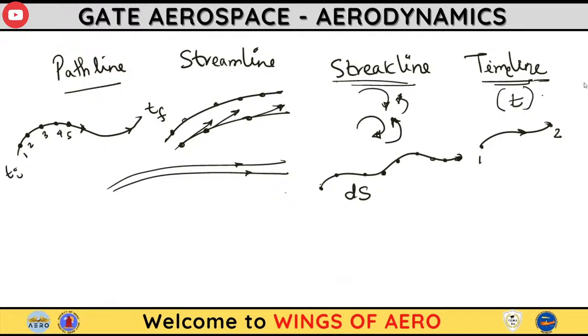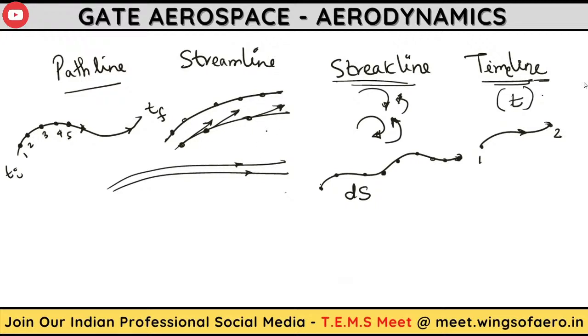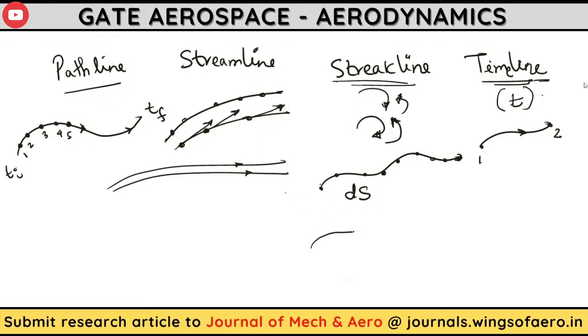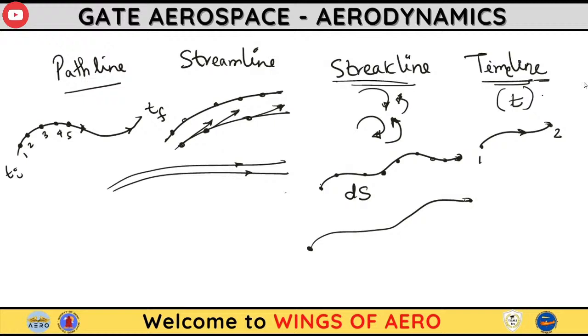Excuse me, can you explain the streak line once again? Yes. Streak line is very simple. It is a well-defined path, which represents, based on its length, how much distance it has traveled.